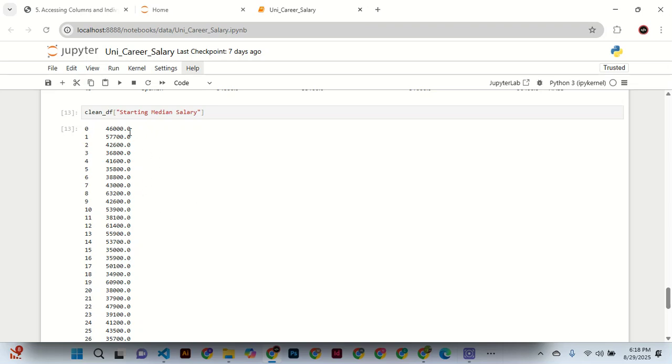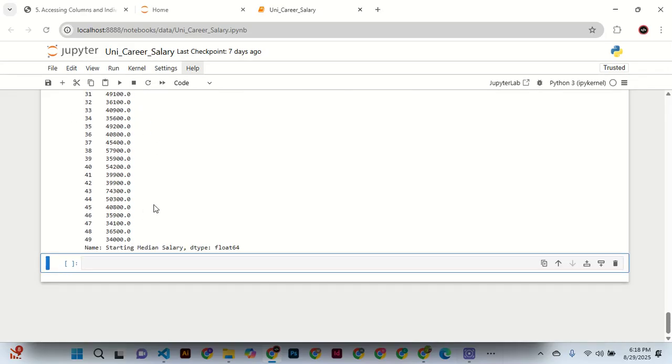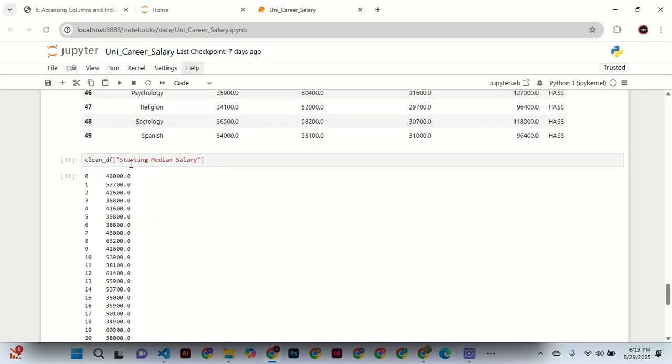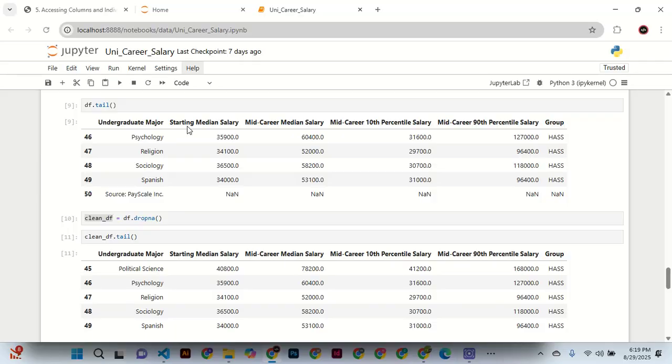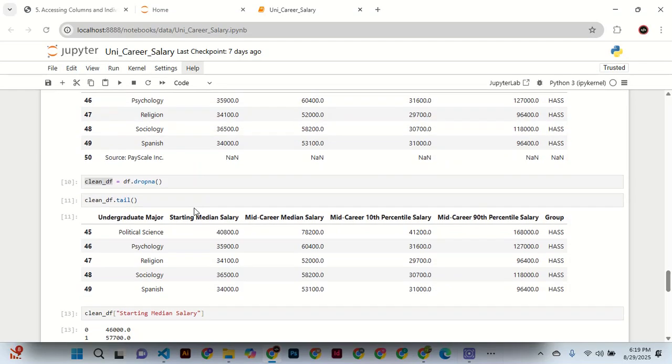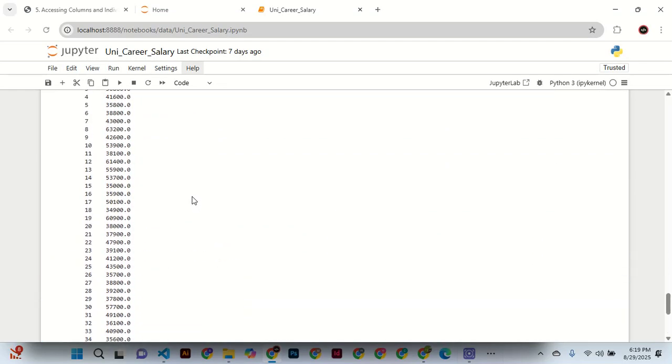video. So the thing is, you may ask, what about if I want the maximum, that is the highest from the starting median salary. Starting median salary, which is the highest? Who is getting the highest?